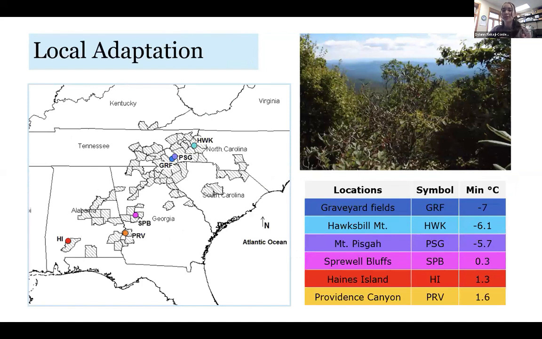As I mentioned, these are our locations. So thinking about the range of temperatures that these populations are from, how is that affecting these pigments and these daily and long-term cycles?